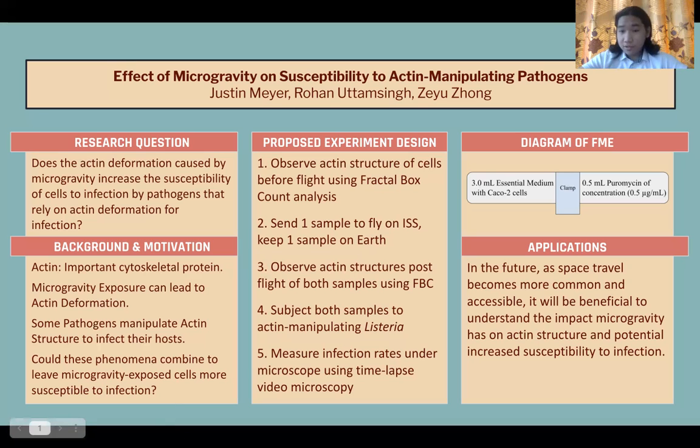And for the applications, in the future, as space travel becomes more common and accessible, it would be beneficial to understand the impact of microgravity on human cells and the actin structure and how that could lead to increased susceptibility to infection. Also, this is one of the first times that the effect of microgravity on actin structure and that potential increase in infectability of pathogens is tested at the same time.